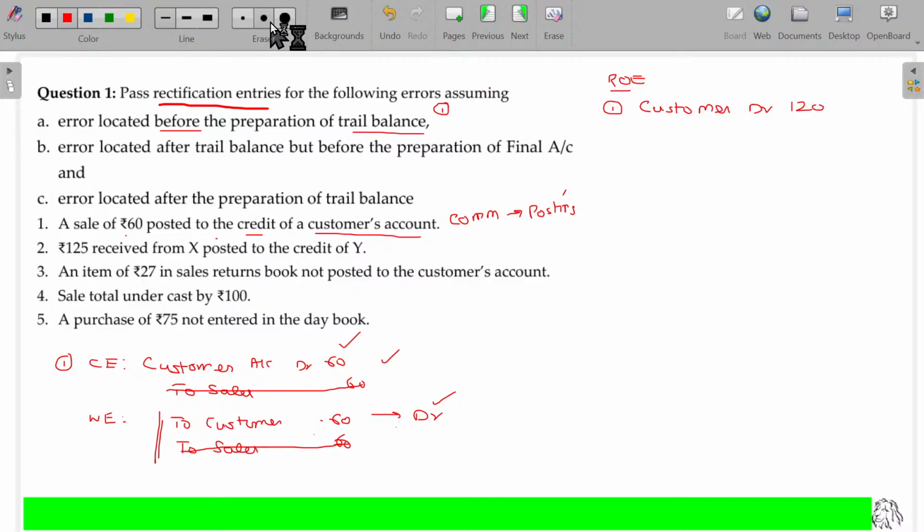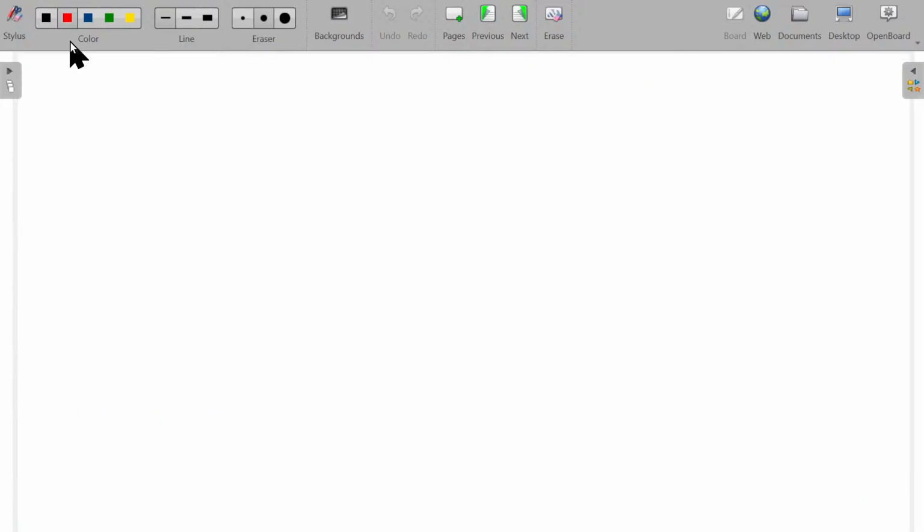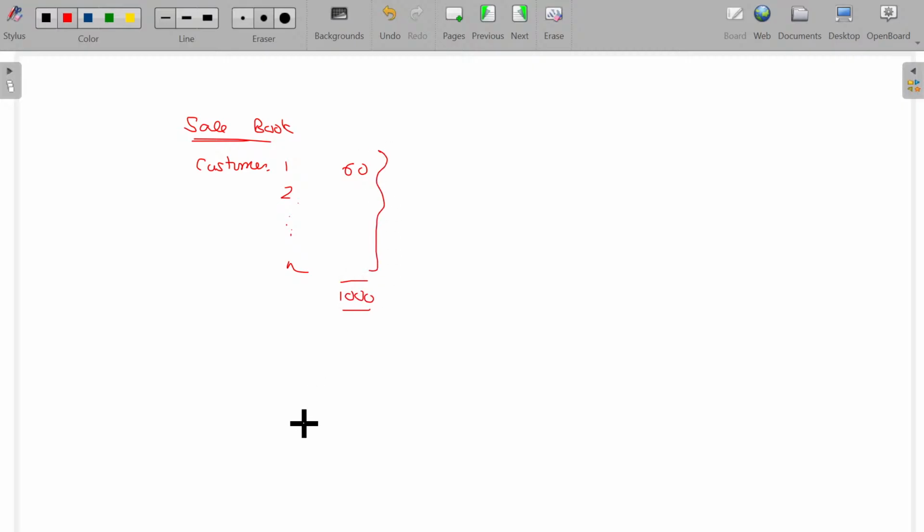What we do is, for number one, sales of rupees 60 posted to the credit. The sales may be shown where? In the sales book. While preparing the subsidiary books, you write this way: customer account, the value being 60, customer 1. Similarly, we have n number of customers. Finally, the total may be 1000 or something, inclusive of all these customers' values.